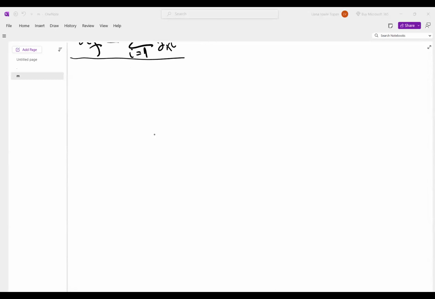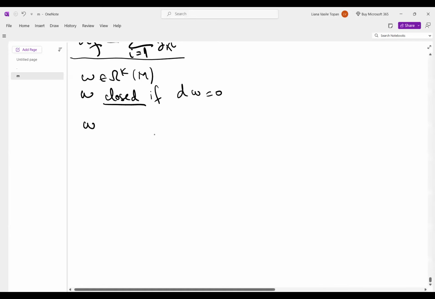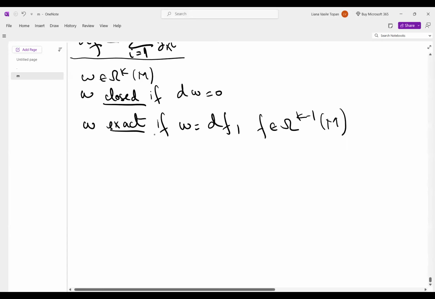One more thing before moving on to integration of manifolds. Suppose that you have a k-form omega on a manifold M. Omega is called closed if its exterior derivative is 0. And omega is called an exact form if omega is the exterior derivative of f, where f is some (k-1)-form on M. Okay, so exact forms and closed forms.